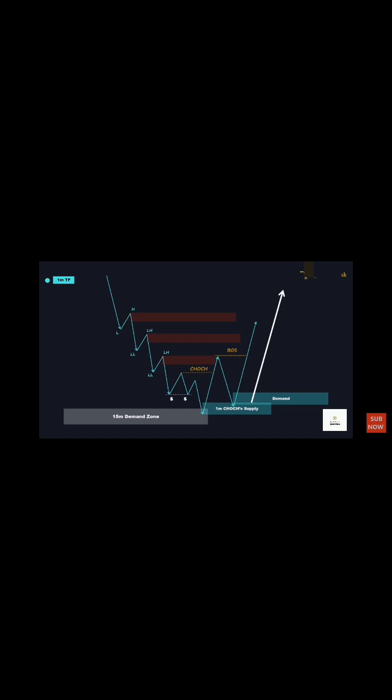Now let's say you somehow miss this entry opportunity during the change of character, or you simply want to open additional long positions. After the mitigation of the demand zone, price reversed and shifted its character to the upside by breaking and closing above these structures and breaking through several supply zones. If you couldn't execute any long positions from the change of character supply zone, in such a scenario, the recommended approach is to use SMC's continuation strategy to enter the market.